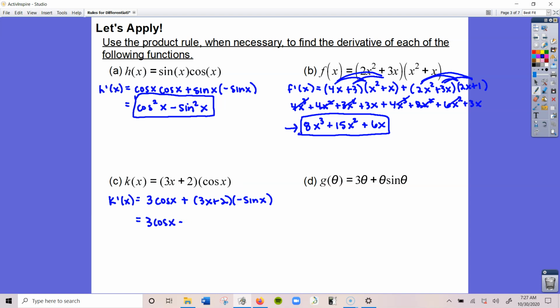So 3 cosine x minus 3x sine x minus 2 sine x. Now, sometimes our answers don't necessarily look very pretty, nor do they look very simple, but this would be our derivative.